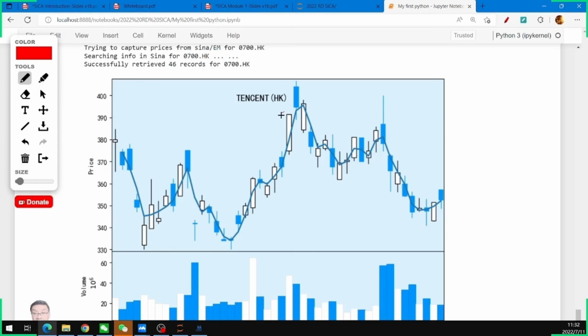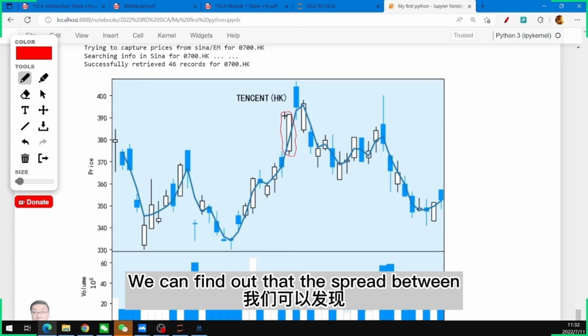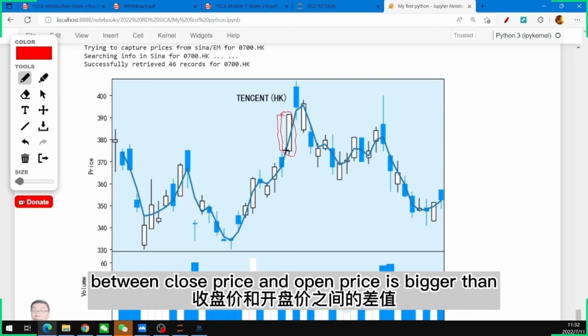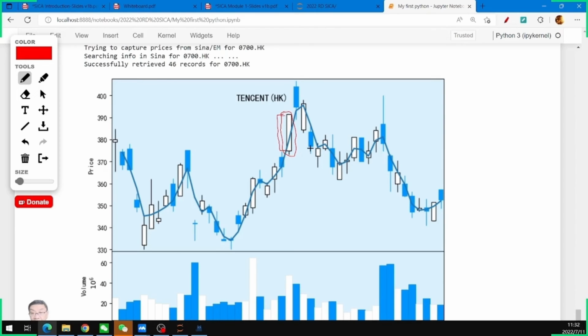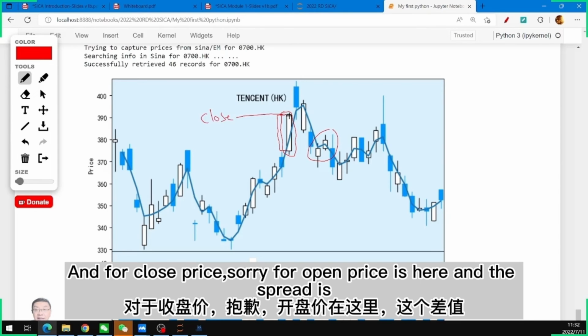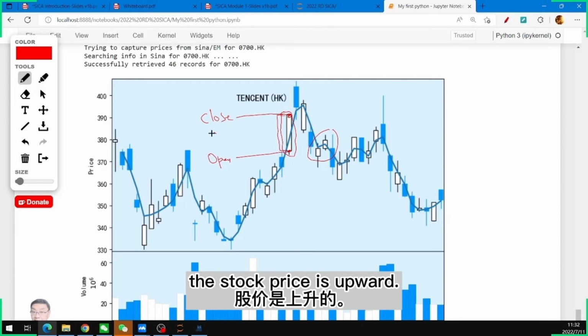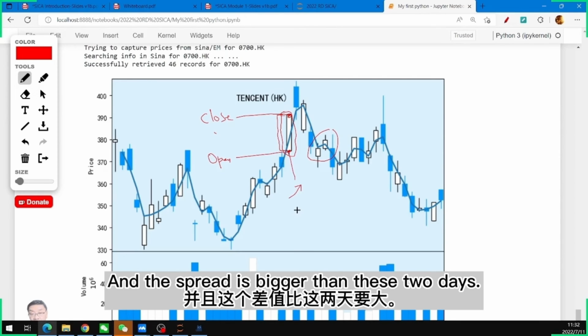Okay, for example, we take this empty bar as example. We can find out that the spread between close price and open price is bigger than at least these 2 days, right? Okay, for this bar, the close price is at here, right? And for open price is here. And the spread is what? Is positive. So in this trading day, the stock price is upward, and the spread is bigger than these 2 days.